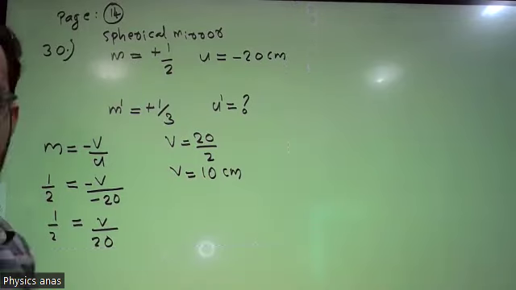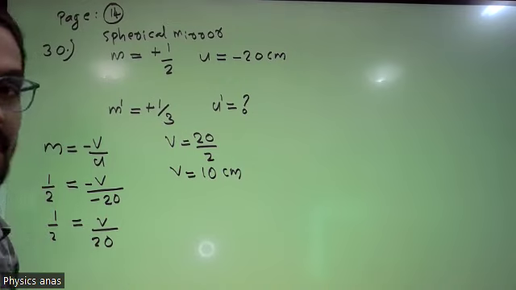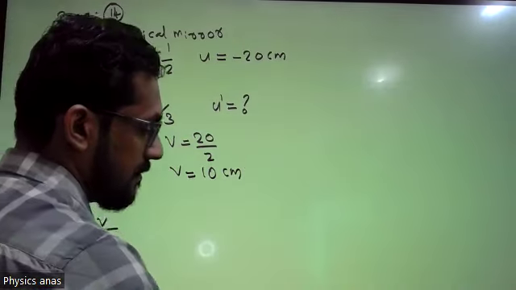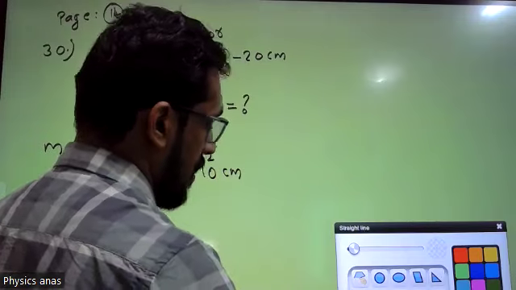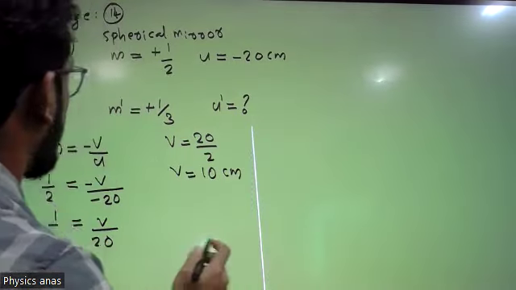Okay. And just read the question again. The magnification produced when an object is placed at a distance of 20 centimeters from a spherical mirror is 1 by 2. Where should the object be placed to reduce the magnification to 1 by 3? That is the question. Now you have this v. v is what? Plus 10 centimeters. Okay. And I'm going to take the second case.